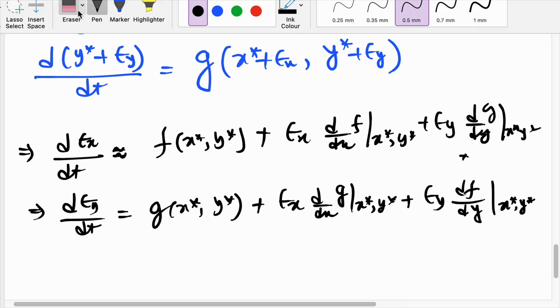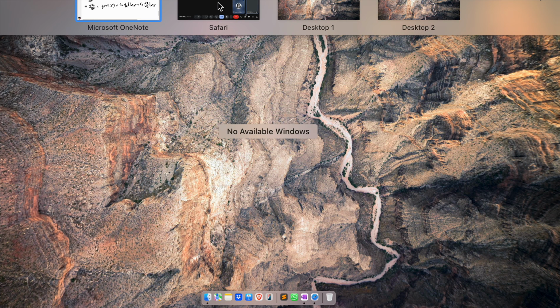Sorry, this should be f and this should be g. Is it clear up to now? This is a standard Taylor series expansion.